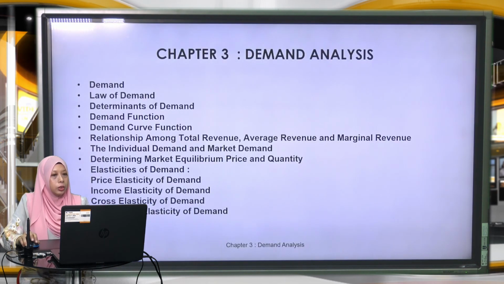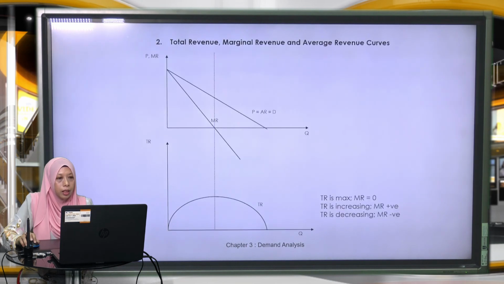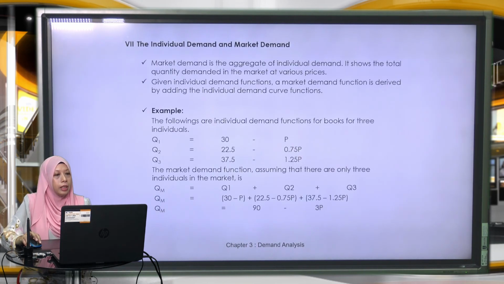So let us now proceed to the next topic. That would be the difference between the individual demand and market demand. When we talk about market demand, it refers to the aggregate of individual demand. In other words, it is the total quantity demanded in the market. If you're talking about functions, the market demand function would be the summation of the individual demand functions. So if you want to derive a market demand function, you're going to add up the individual demand curve functions.